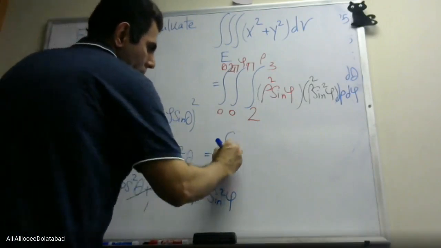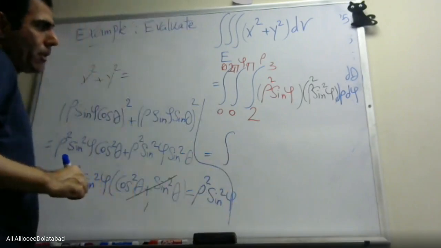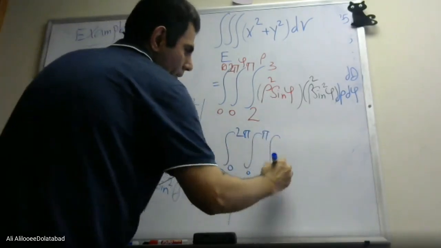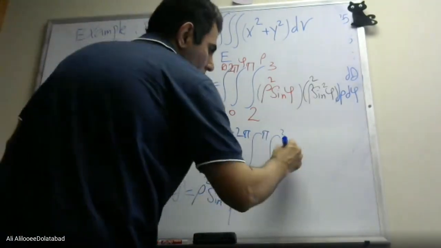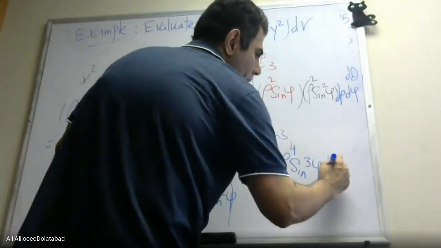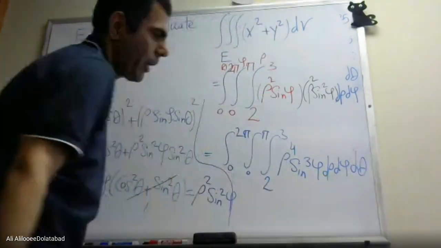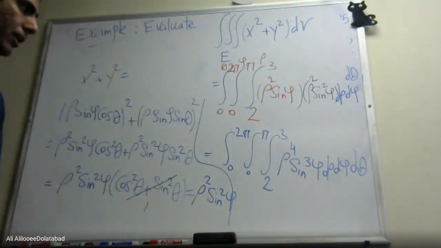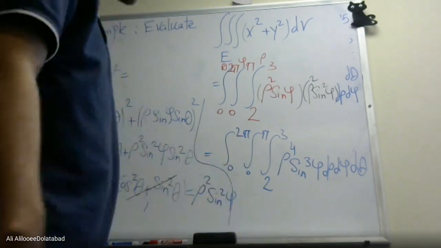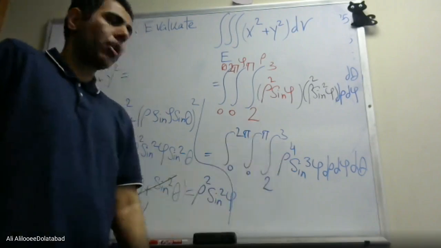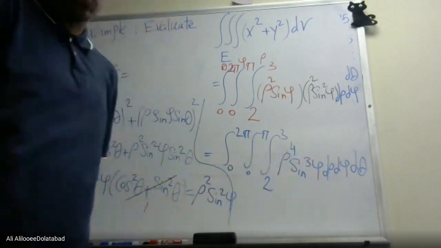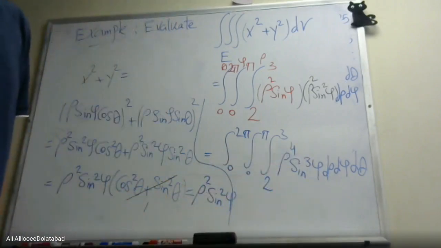So then we have the integral from 0 to pi, integral 0 to pi, integral 2 to 3 of rho to the power of 4 sine cubed phi d rho d phi d theta. Is it possible to write this integral as the product of 3 integrals? Yes, because all bounds are constant and the given function also is separable. It contains just rho, it contains just phi, and we have no theta. No theta means d theta.